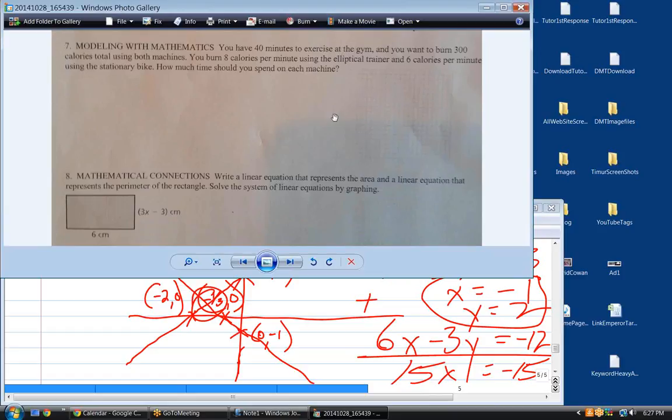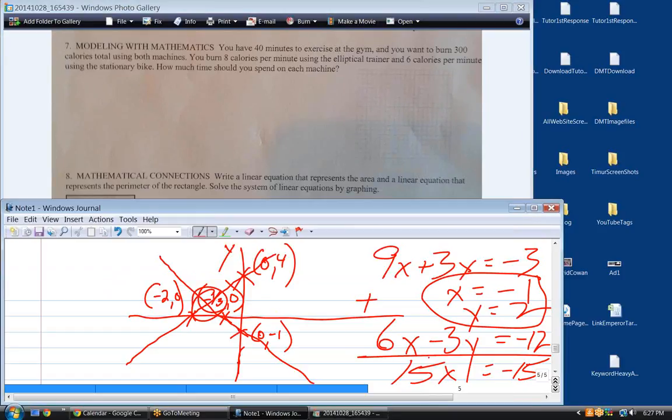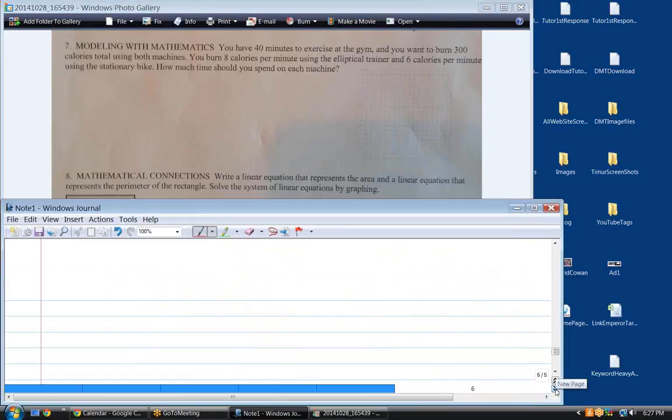You have 40 minutes to exercise. You want to burn 300 calories. You burn 8 calories per minute on the elliptical trainer and 6 calories per minute using the stationary bike. How much time should you spend on each machine?